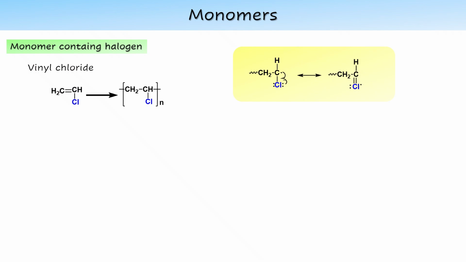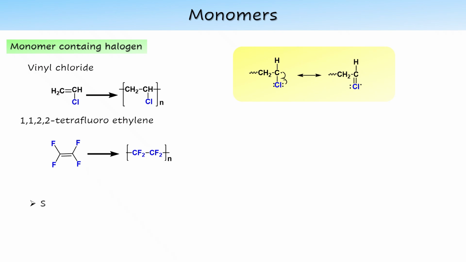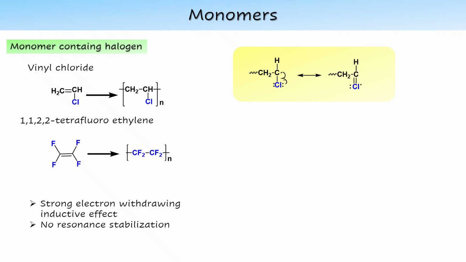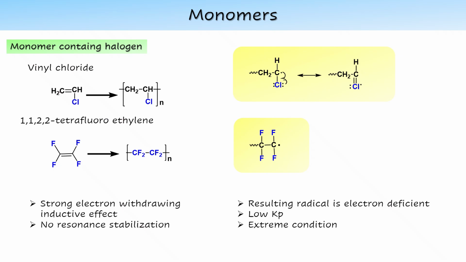The second halogenated monomer is 1,1,2,2-tetrafluoroethylene. The four fluorine substituents create an exceptionally strong electron withdrawing inductive effect. The resulting electron deficient radical exhibits a very low Kp value, a very low propagation rate constant value, that requires extreme pressure and temperature for effective polymerization.